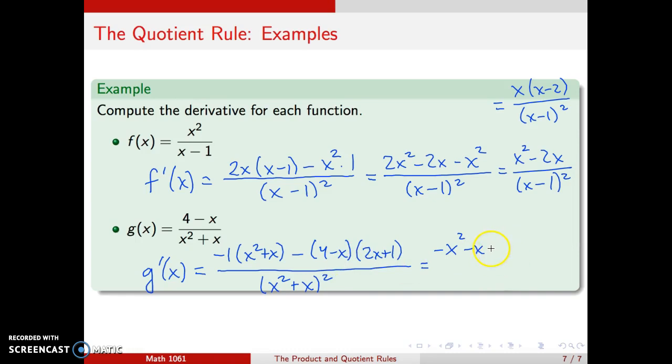I'm a little pressed for space, so I'm going to do two things at once. 4 times 2x is 8x with the negative, so minus 8x. 4 times 1 is 4, so minus 4. Negative x times 2x would be negative 2x squared, but that negative's out in front, so plus 2x squared. See if I can squeeze this in. Negative x times 1 is negative x, the minus of plus x. Barely squeeze that in there.